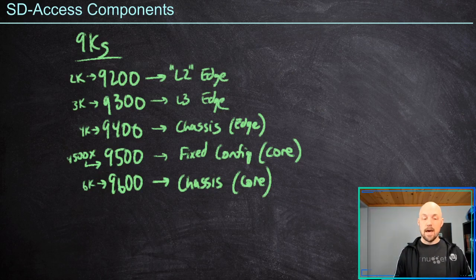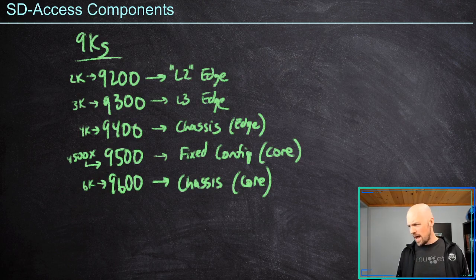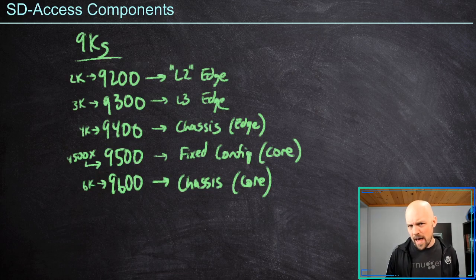So when we're looking at building a network, for example, and we need edge switches everywhere, we're probably going to be looking at 9200, 9300, or 9400s, depending on the size of our network. 9200s, by the way, do have a lighter version, like the 9200Ls.